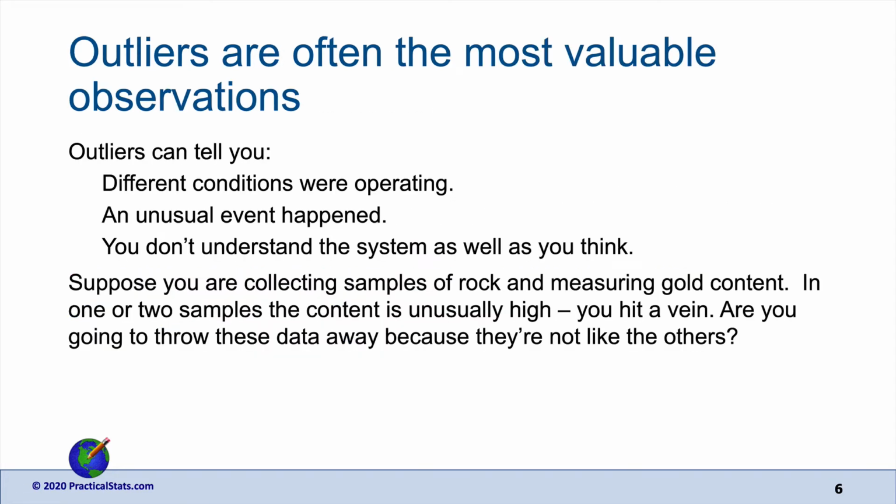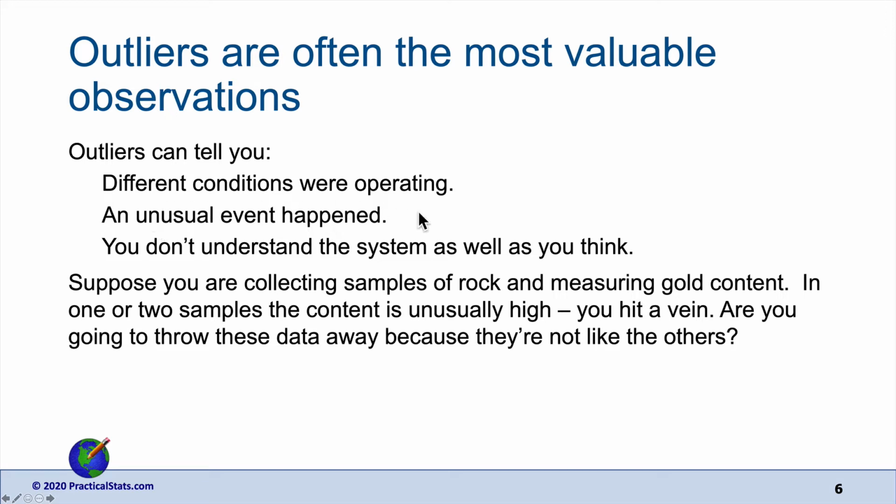Outliers are often the most valuable observations. They can tell you that different conditions were operating. For example, there could have been a very, very large flood during the period of record, one which occurred only once in 30 or 40 years. So some unique climatic conditions. It could be the most important observation in the whole 30-year period in order to estimate the mass of sediment or lead or other things that has been moving down the river system during that time.